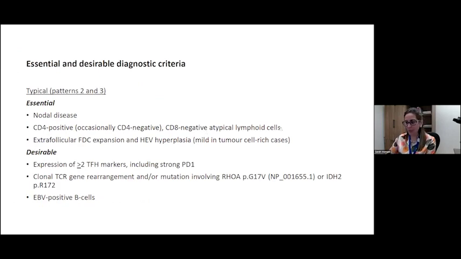So the WHO is also showing that in those cases, we need to have essential and desirable criteria, as mentioned in every single entity of the WHO book. So in pattern 2 and 3, we need a nodal disease, CD4 positive process, extrafollicular dendritic cell meshworks expansion, and high endothelial venules, which we had all of them in our case. And the desirable ones, more than 2 T follicular helper markers, clonal T-cell rearrangement, which I sent for, but I haven't gotten back yet, and EBV positive B cells, which I had as well in my case.